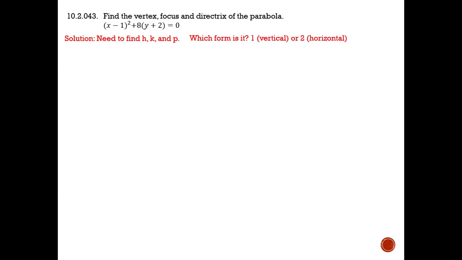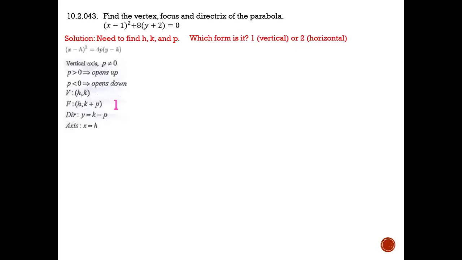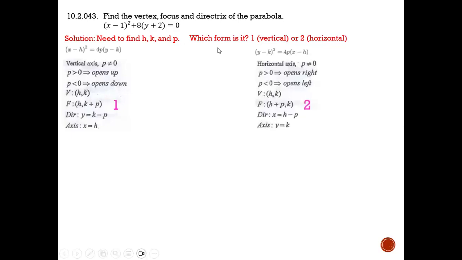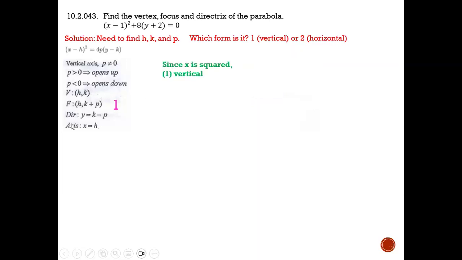Because that'll help us know which of the equations we're going to use, right? Well, this one, if you notice, the vertical axis is the x squared, like I've mentioned before. The horizontal axis is going to have the y variable squared. For this one, because it was the x that was squared, it follows this form, the vertical axis. X is squared, so it's the vertical. So this is the information, and these are the equations that I'm looking for to use.